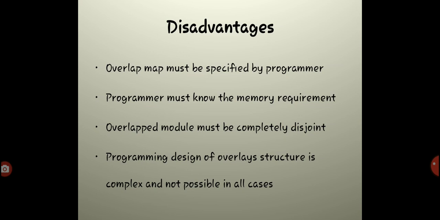As I said before, when we load process 1, then after completing it, we unload process 1, then we load process 2. In that case, what is expected? Process 1 and process 2 have to be completely disjoint. If process 1 depends on process 2, no way we can unload process 1 and load process 2, right? So overlaying cannot be done there. So what is expected is that overlay modules must be completely disjoint. Then the last one is that the programming design of the overlay structure is complex and not possible in all cases, right? So only in some cases can we adopt overlaying.